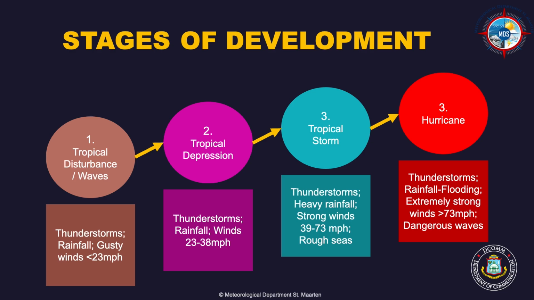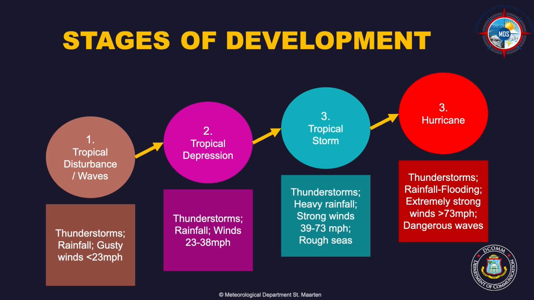The storm continues to intensify. What happens next? It becomes a hurricane. Once the winds hit 74 miles per hour and higher, it's now a hurricane. Okay? So stage 1, tropical wave or tropical disturbance. Stage 2, tropical depression. Stage 3, tropical storm. And 4, you have a full-blown hurricane.